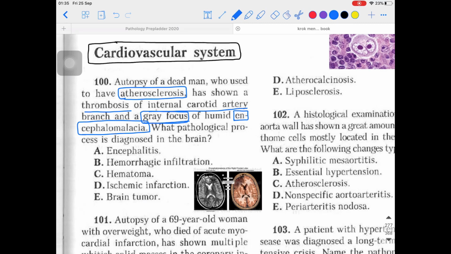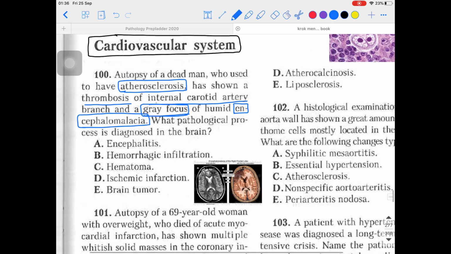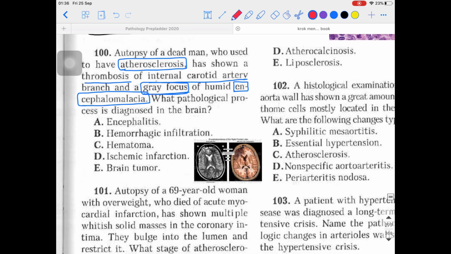In this case, what particular thing is causing the cerebral infarction? What is infarction? First of all, infarction is the death of particular tissues, right? It is very obvious that the infarction will be happening due to the ischemia here, due to the plaque made up of atherosclerosis and the thrombus. So the answer to this question, what pathological process is diagnosed in the brain, will be very easy for us to pick: it will be the ischemic infarction. As I said, what is encephalomalacia?